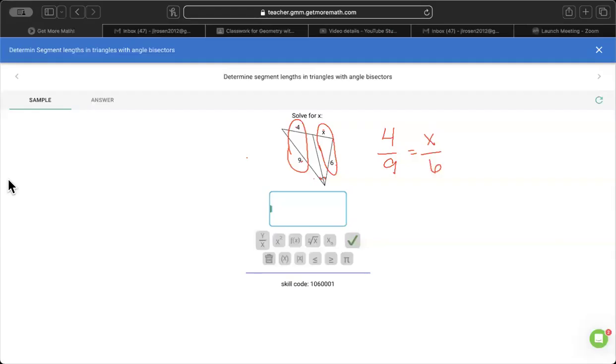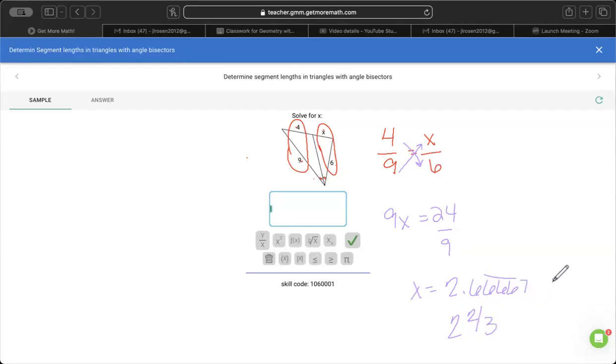And then if you remember proportions, all you have to do to solve a proportion is cross multiply. So 9 times x, and then 4 times 6, and then you're going to divide. Now, if you notice, this is not going to go in equally. So we might end up with some decimals or fractions. So we're going to divide by 9. 24 divided by 9 gets me x equals 2.66667, right?